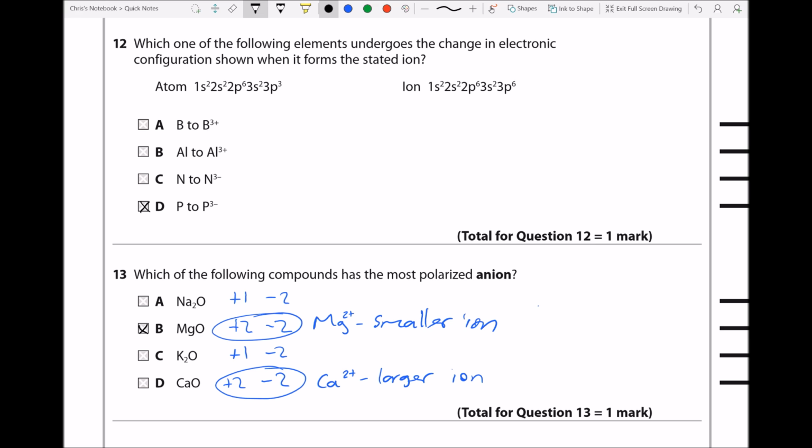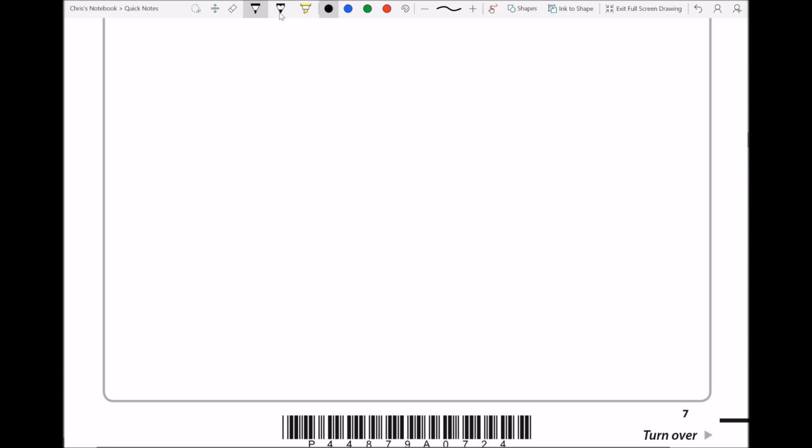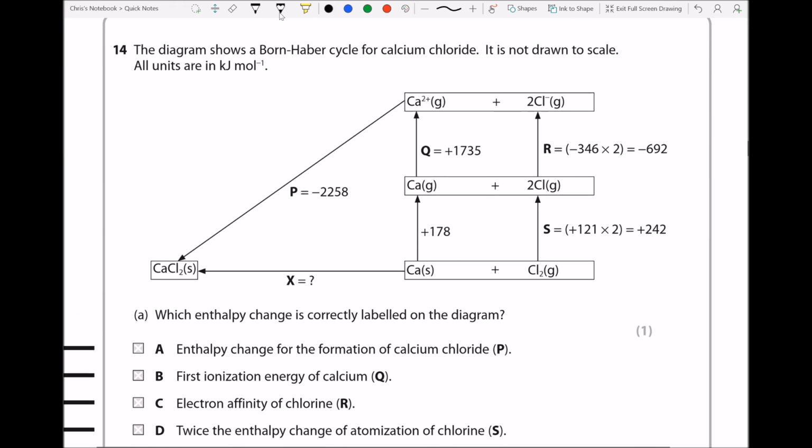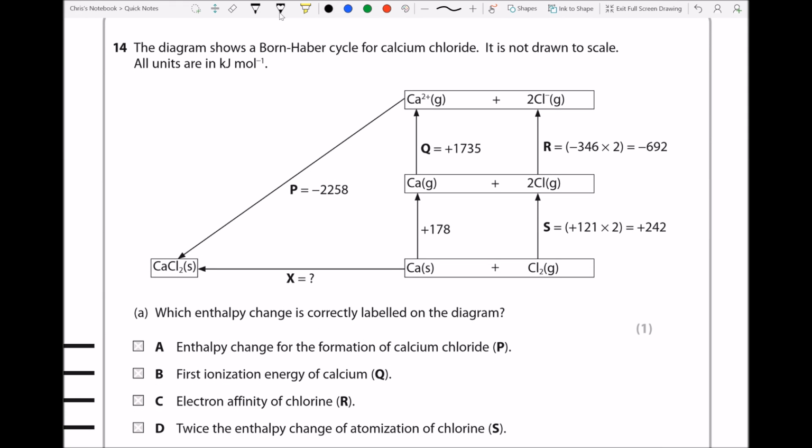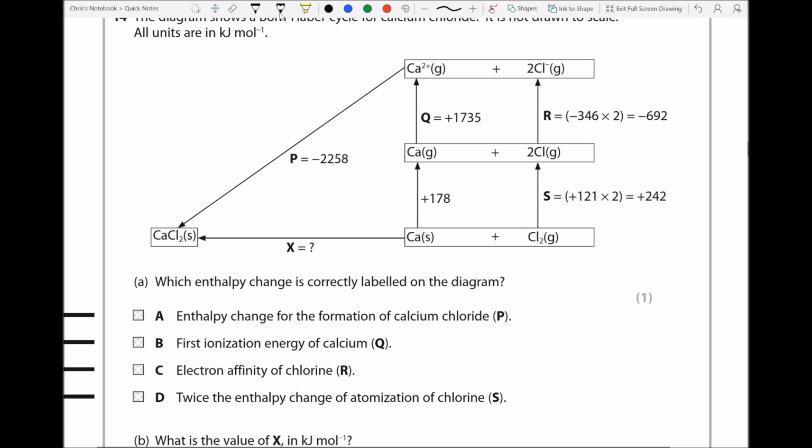Okay, that's question 13. Right, on to the next question. Okay, so question 14. The diagram shows the Born-Haber cycle for calcium chloride. It's not drawn to scale. All units are in kilojoules per mole. Okay, so which enthalpy change is correctly labelled on the diagram? Okay, so 3 of them are not correct and 1 of them is. Right, let's have a look then.